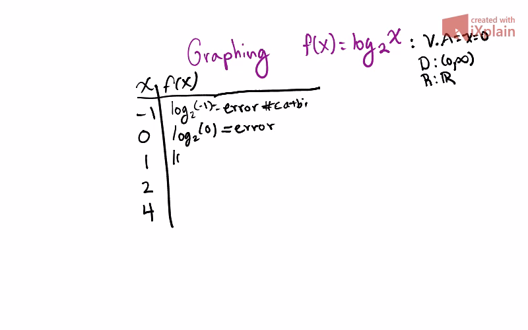Now, what power of 2 gives you 1? It's not a trick question. Anything to the what power equals 1? If you said 0, it's right. Anything to the 0 power is 1. So log base 2 of 1 is 0. Let's do log base 2 of 2. What power of 2 gives you itself? 1. Yes, that's good. And if you do log base 2 of 4, what power of 2 gives 4? Well, 2 squared gives you 4.